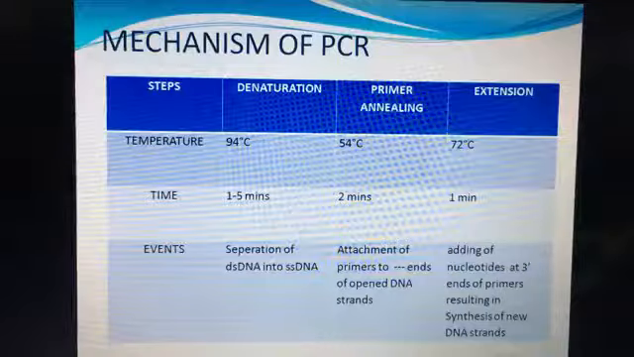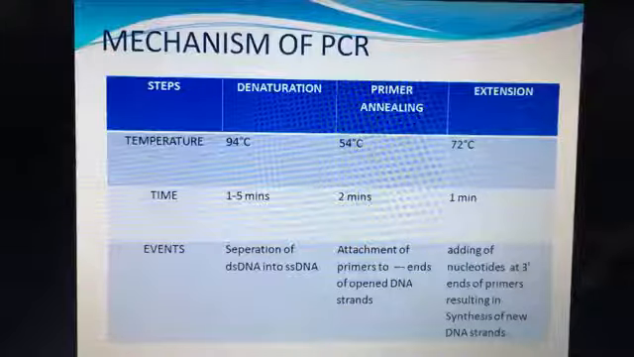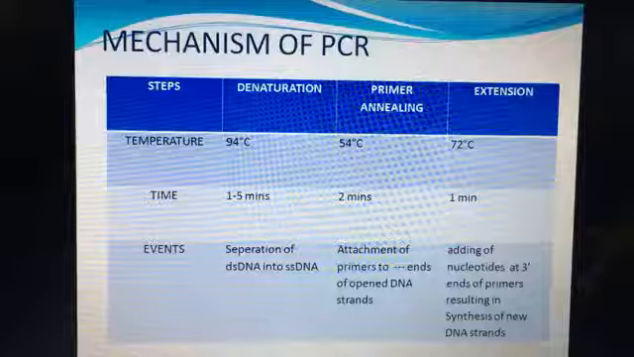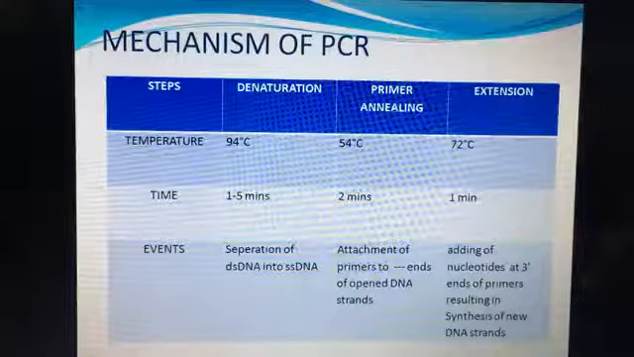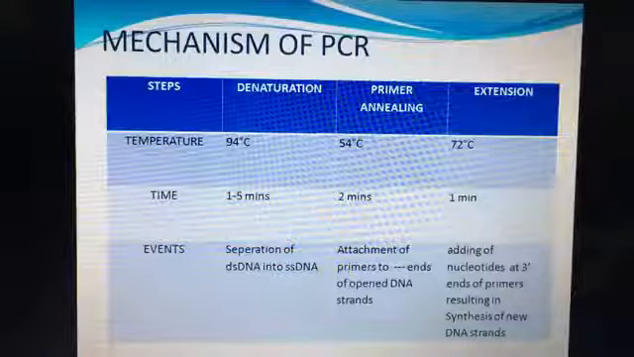I represented whole process in this table, making it more clear and easy to learn. You can see 3 steps: denaturation, which requires 94 degrees Celsius temperature, then primer annealing, which occurs at 54 degrees Celsius, and extension requires 72 degrees Celsius.